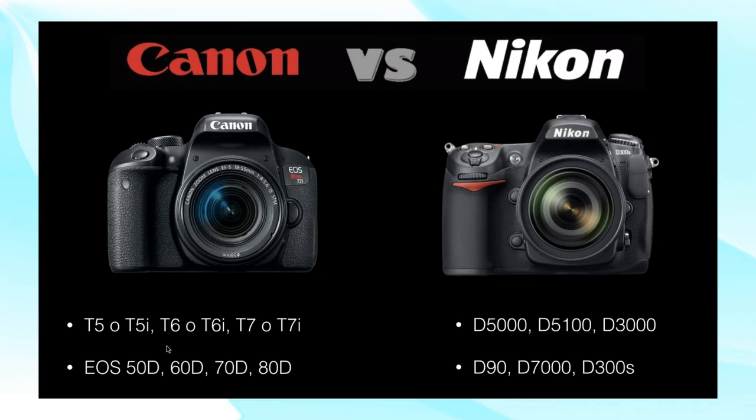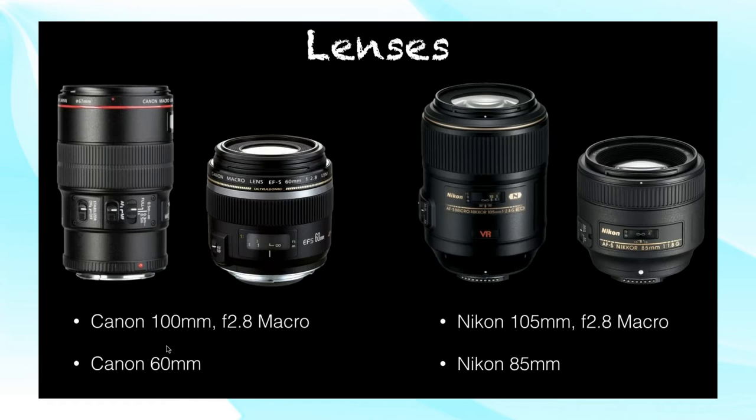So hopefully by the end of this tutorial, this webinar, you're going to have a little bit of a better understanding of what all these settings mean. So lenses, there are two types of lenses that we can get for a Canon and two types that we can get for a Nikon in order to get these great intraoral photographs. The first one is going to be the Canon macro 100 and the second one is the Canon 60mm.